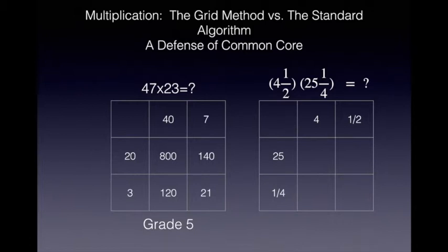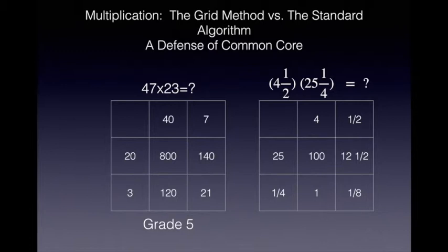Notice that 4.5 is the same as 4 plus 1/2. And 25 1/4 is the same as 25 plus 1/4. Now, we can just multiply across, the same as we did before. 4 times 25, that's 100. 25 times 1/2, that's 12.5. 4 times 1/4, that's 1. And 1/2 times 1/4, that's 1/8. And now to get the answer, we just add up the parts.